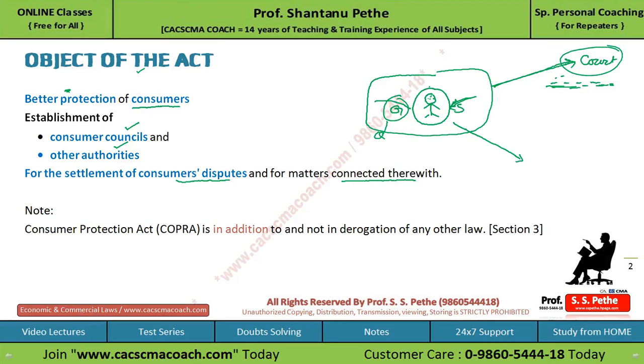Ab yahan par aapko ye baat note karni hai, Consumer Protection Act is in addition to and not in derogation of any other law. Iska kehne ka matlab ye hai ki agar consumer ko goods जो मिले हैं वो bad quality के मिले हैं या services उसको अच्छे standards की नहीं मिली है, तो ये court में तो जा ही सकता है. There is no stopping from going to the court. Apart from this option, going to the court, he can also move to the consumer forums to raise his dispute and get the speedy remedies for his disputes.